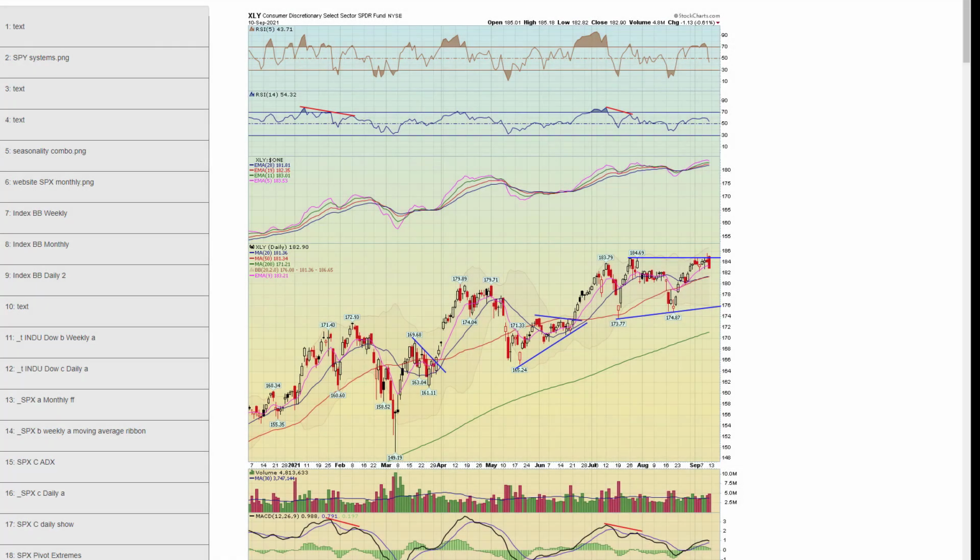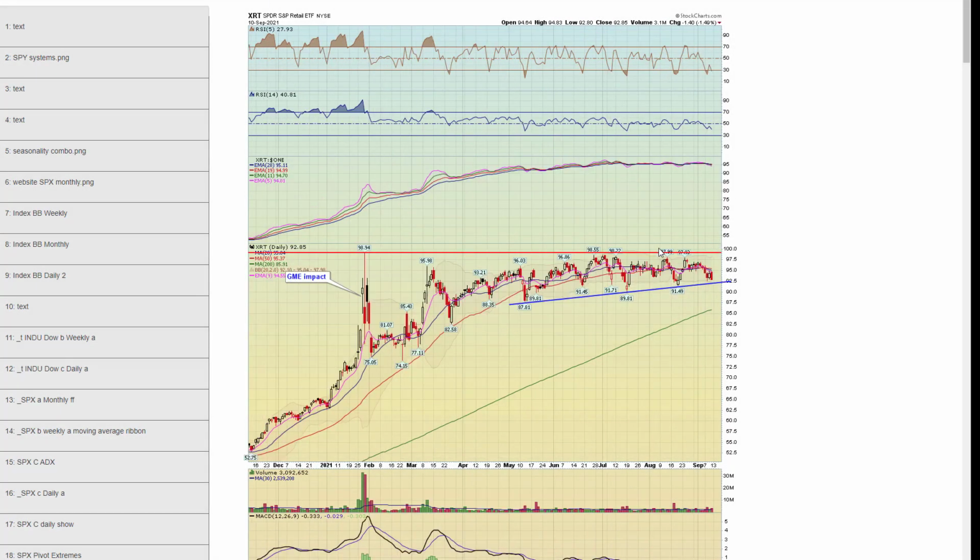Next. Chart 57, retail. It's been more of a sideways move all summer. Got a resistance or support right here. This has been a sideways move long enough that if this breaks down, it could have a pretty good move lower. At least down to its 200-day.